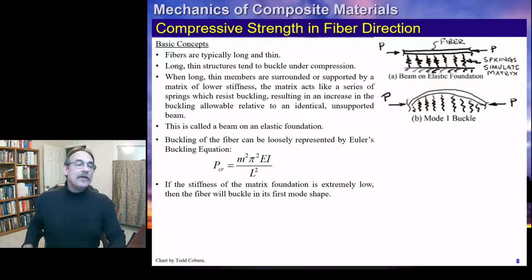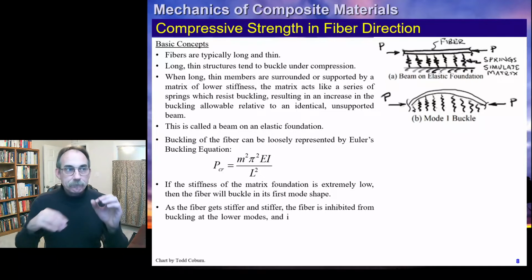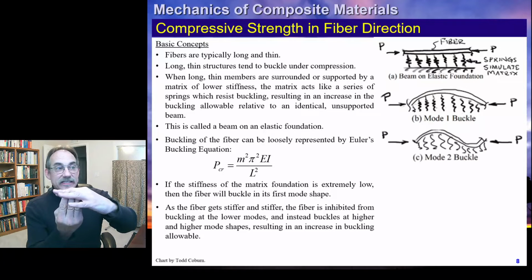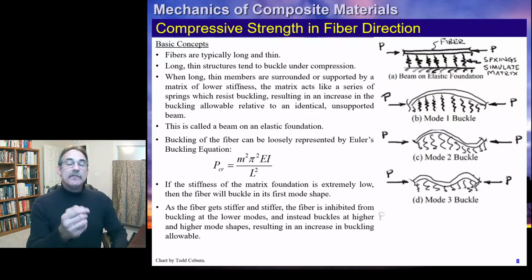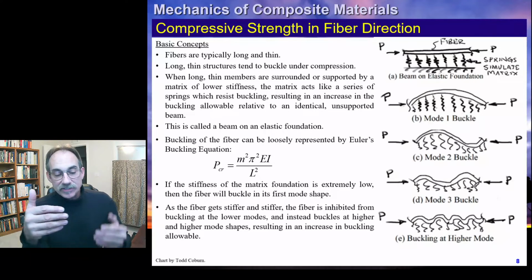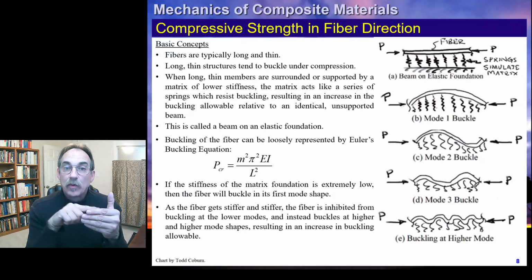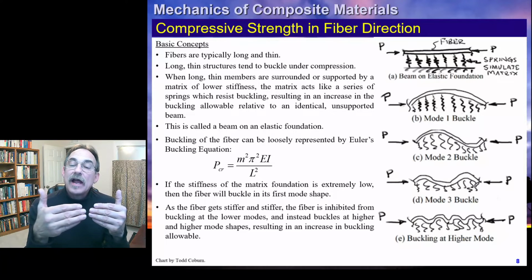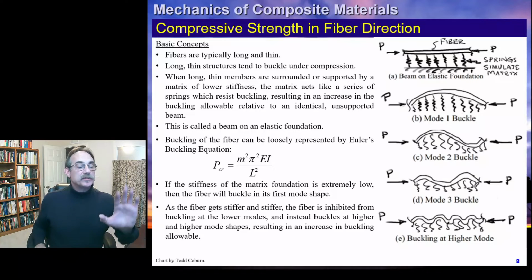Eventually we'll pull it down into its second mode, which looks like this. Once the modulus of the foundation gets sufficient, it drives it to the second mode. And if you increase it some more, it will drive it to the third mode, and so on and so on. Just like we saw with flat panels with edge supports all around, as we change the edge support, those narrowing the edge supports drives you into higher and higher modes, resulting in higher and higher buckling levels.